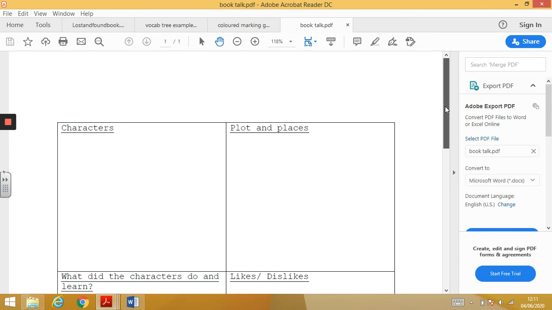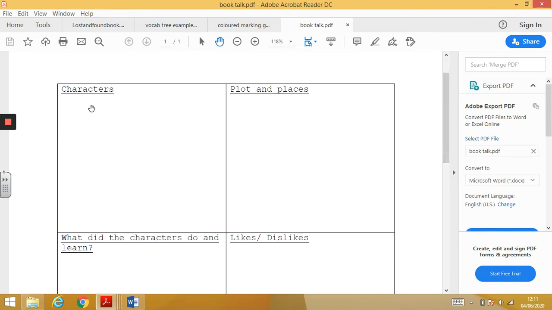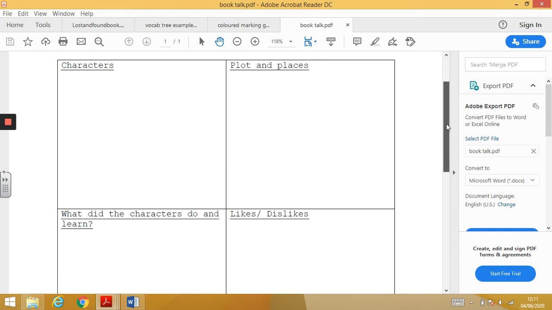So you're going to be doing a little bit about the characters. What we'd like you to do in this box is write about the characters, maybe some adjectives, descriptive words to describe them. When we talk about plot and places, the plot is what happened in the story. So you're going to summarise the main events. What did the characters do and learn? So a little bit more of a detailed summary.